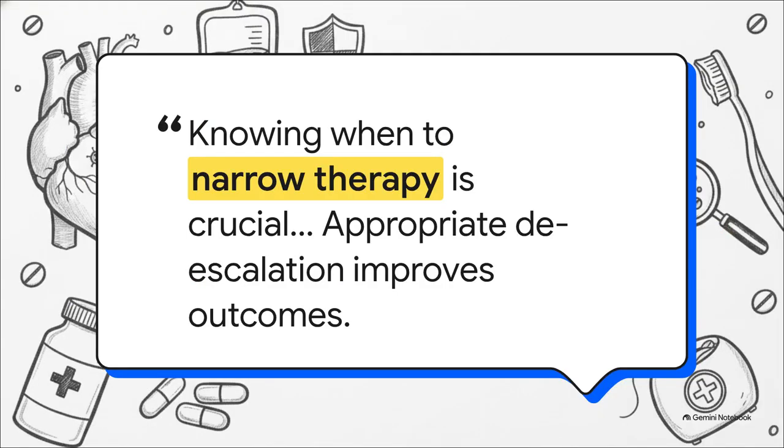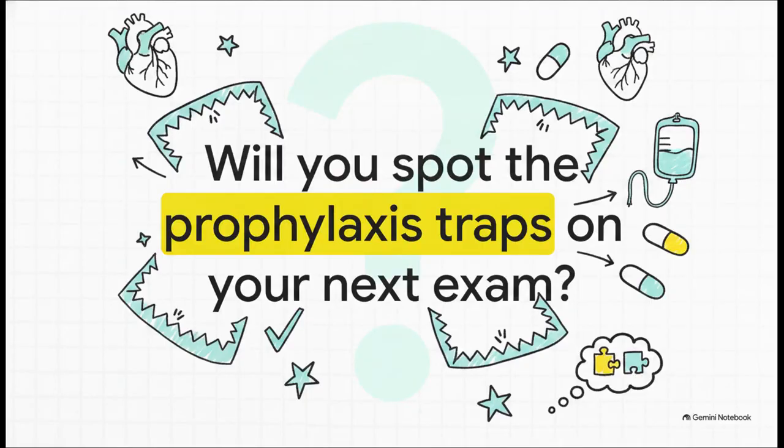I really want to emphasize this core quote straight from the source material. Knowing when to narrow therapy is a crucial skill in managing endocarditis and limiting toxicity. Appropriate de-escalation improves outcomes. This right here is the heart of what the examiners want to see. They want to know you have the guts to escalate aggressively when a patient is in that dangerous 60-day post-op window, but also that you're smart enough to de-escalate to a narrow beta-lactam the very second your culture data allows it. And that brings us to the end of our explainer.